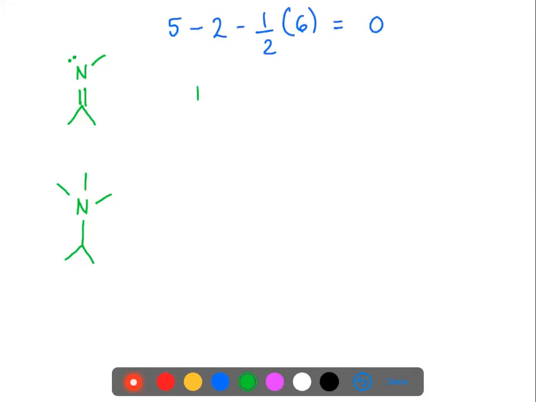And so if we were to redraw this structure, not showing our lone pair, it would simply be this. In many ways, these are equivalent, although this is the more accurate bond line structure because it doesn't explicitly show the lone pairs.